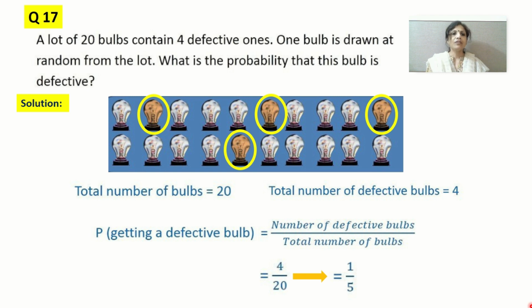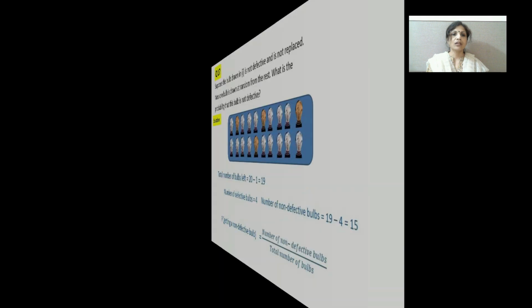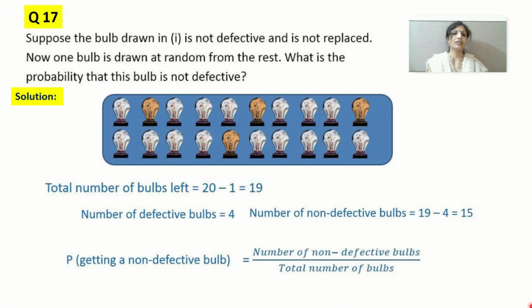Now the second part of the sum is: suppose the bulb drawn is not defective and is not replaced. We have been given that there are 20 bulbs, and from these 20 bulbs one bulb is taken out and that is not defective and it is kept aside now. Now one bulb is drawn at random from the rest. What is the probability that the bulb is not defective?